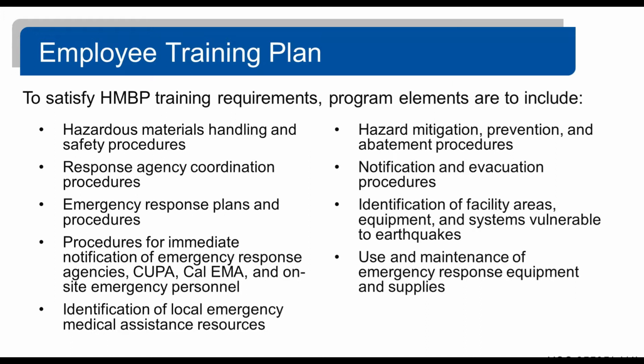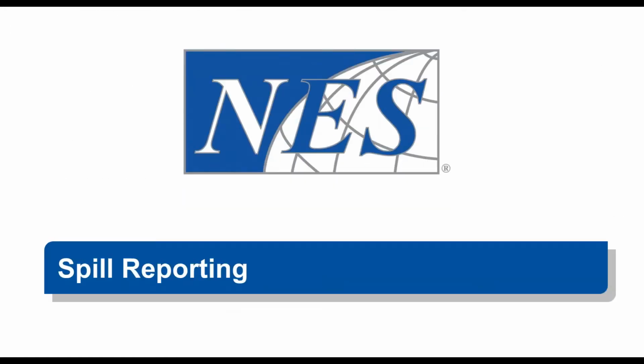Hazard mitigation, prevention, and abatement procedures, additionally including notification and evacuation, identification of facility areas, equipment, and systems which are vulnerable to earthquakes, and the use and the maintenance of your emergency response equipment and supplies. So these are all the details of the elements that need to be covered with your employees.